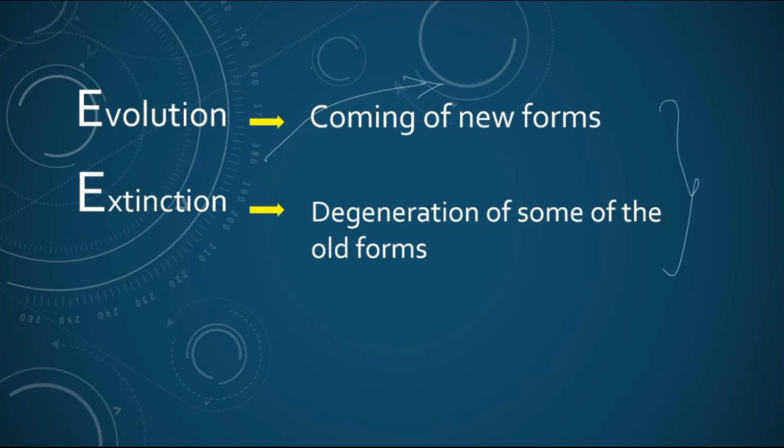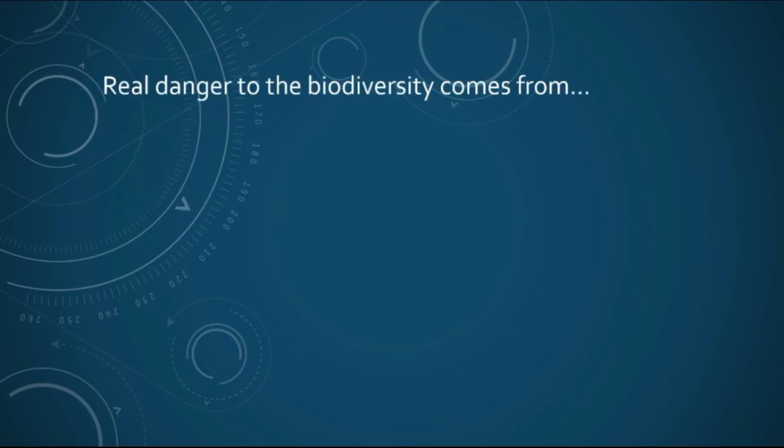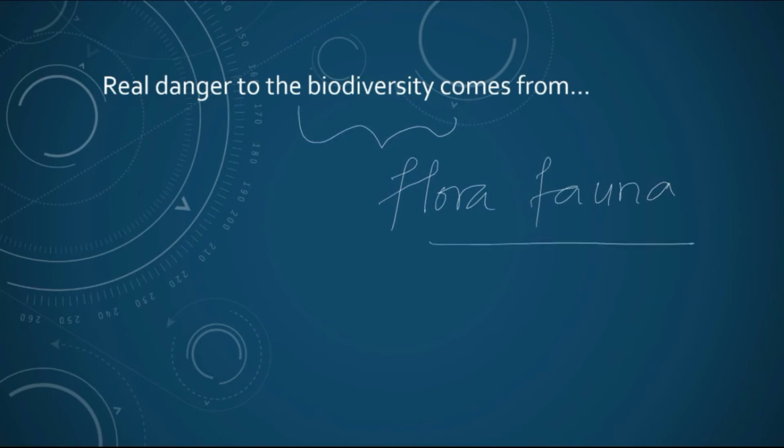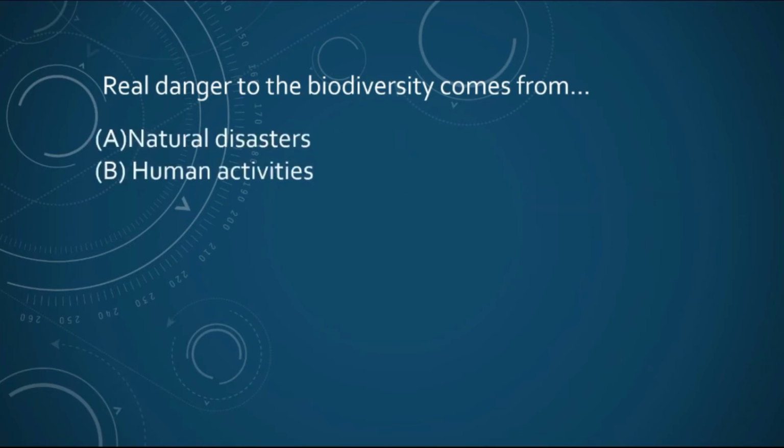But the real danger is to the biodiversity. And what is biodiversity? Flora and fauna, the plant kingdom and animal kingdom. The danger can be broadly categorized in two categories: natural disasters and human activities. As you must have already read, natural disasters in the beginning must have been the reason for the extinction of dinosaurs.